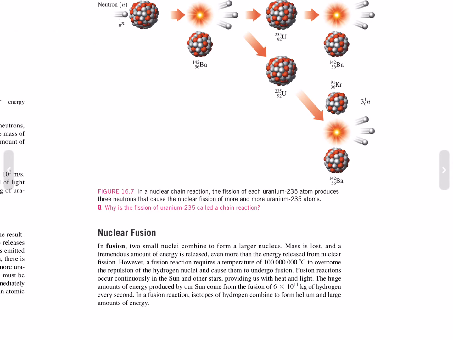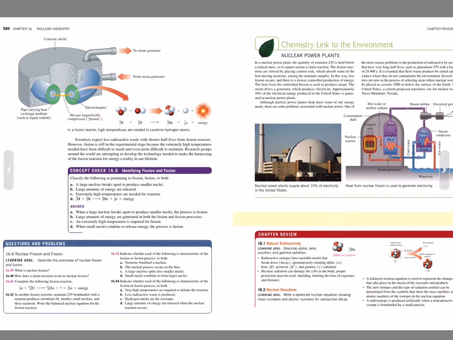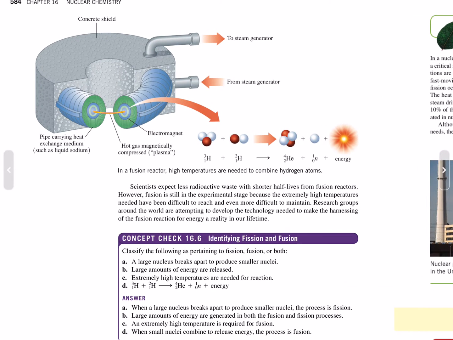Fusion reactions occur continuously in the sun and other stars, providing them with heat and light. The huge amounts of energy produced by the sun come from the fusion of 6 × 10¹¹ kilograms of hydrogen every second. In a fusion reaction, isotopes of hydrogen combine to form helium and large amounts of energy. In a fusion reactor, high temperatures are needed to combine hydrogen atoms. Scientists expect less radioactive waste with shorter half-lives from fusion reactors.